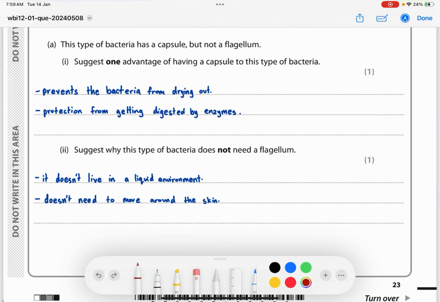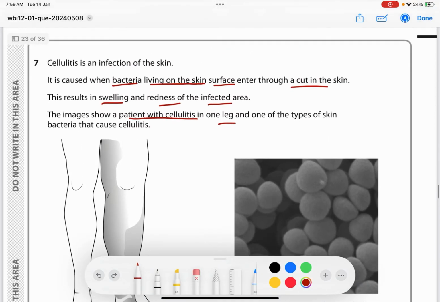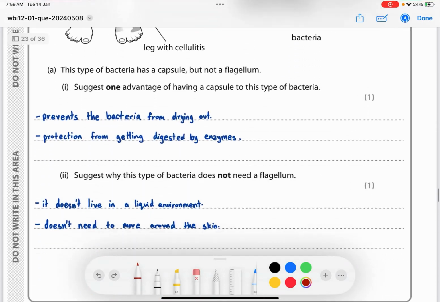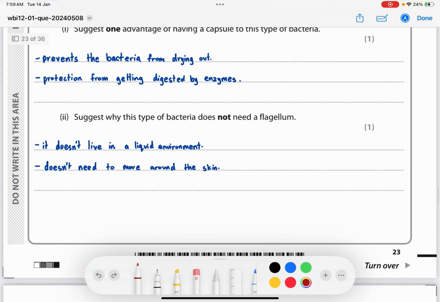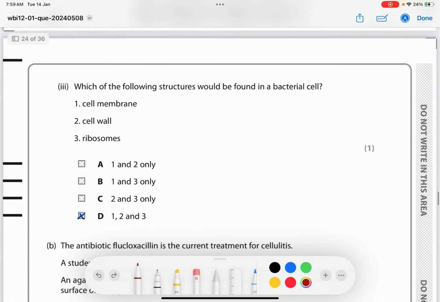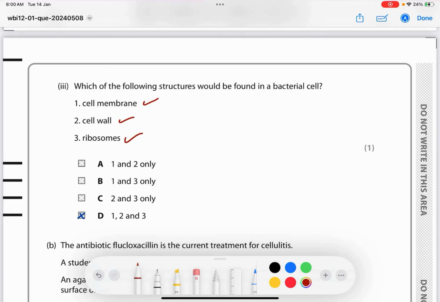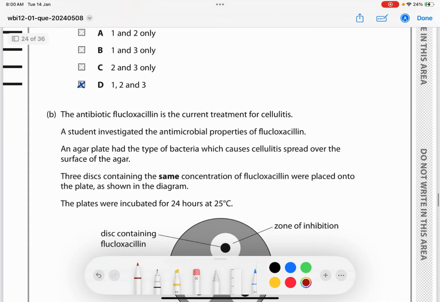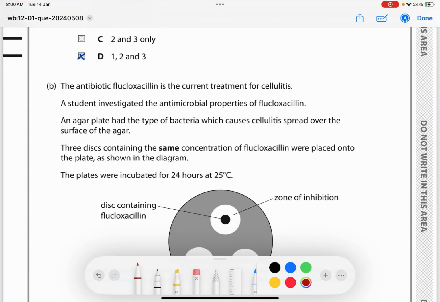The second part is: suggest why this type of bacteria does not need a flagellum. So this bacteria does not live in a liquid environment. As mentioned in the question, this bacteria lives on the skin surface, so it does not need a tail to swim around and move around the skin. Moving on, which of the following structures would be found in a bacterial cell? So we know that bacterial cells do contain a cell membrane, a cell wall and ribosomes, therefore the answer is D.